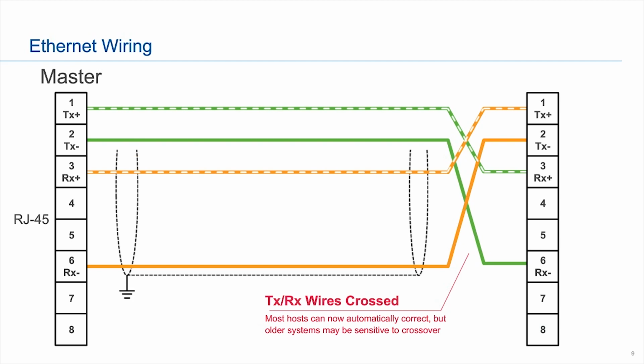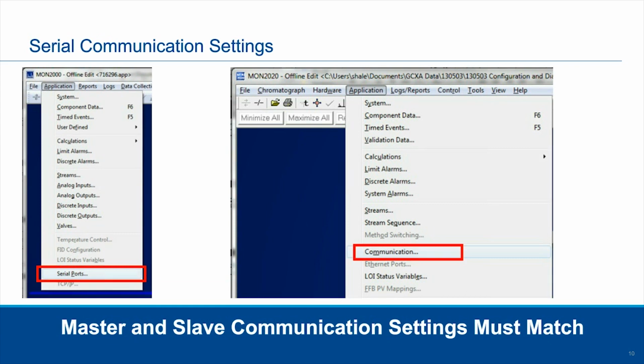Okay, so now I'm going to move on to the next section, which is where we get into the serial communication settings. And it's really important that you use the exact same communication settings for the host and the slave. Here we're showing the Mon 2000 for the Model 500 and Model 700 GCs on the left-hand side, and the Mon 2020 menu for the XA series of GCs. To go to the communication settings on the Mon 2000, you go to the serial ports, and on the Mon 2020, you go to the communication settings. And this is where we'll set up the serial communication settings.